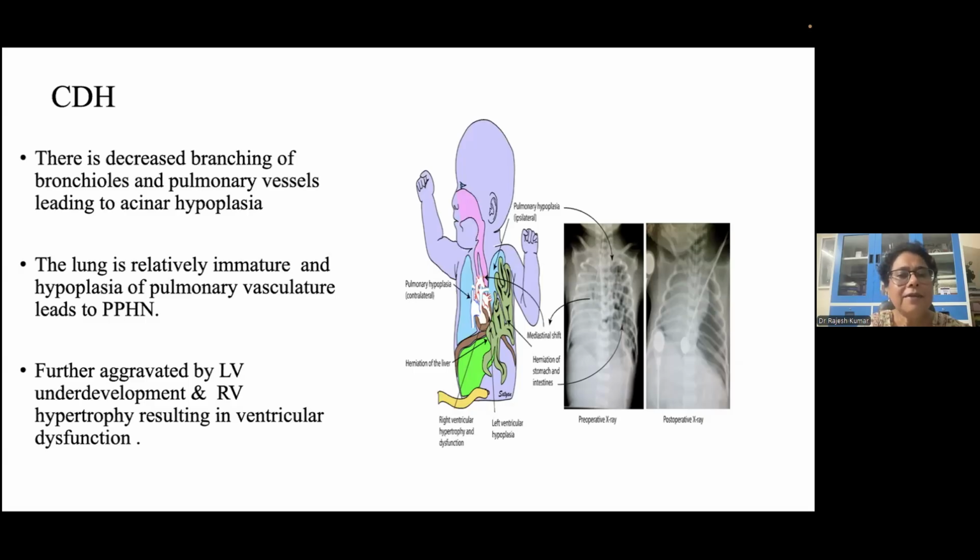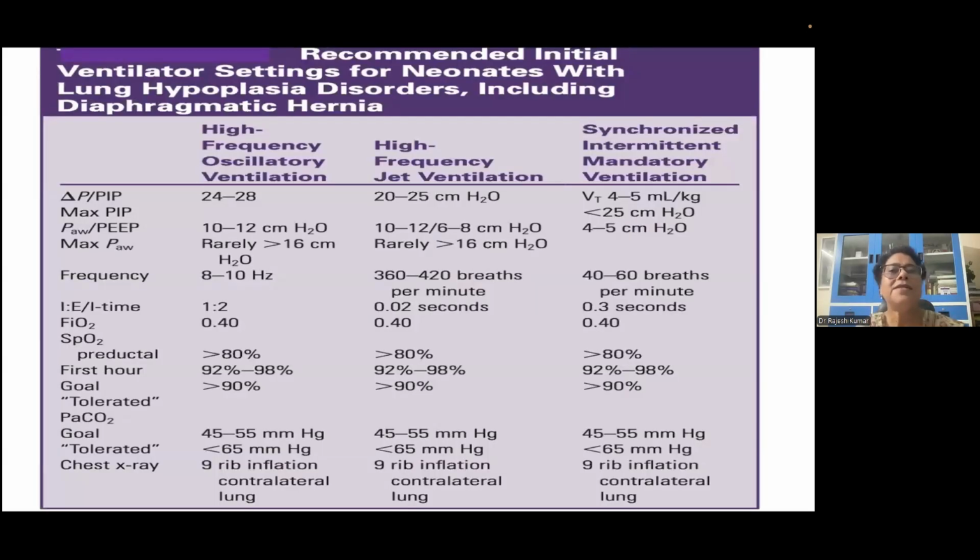So when we are planning ventilation, these facts need to be kept in mind: these babies not only have pulmonary hypoplasia, but also have PPHN as well as ventricular dysfunction, both right ventricular as well as left ventricular. So the settings which are suggested for babies who have lung hypoplasia, including diaphragmatic hernia, can be for synchronized intermittent mandatory ventilation.